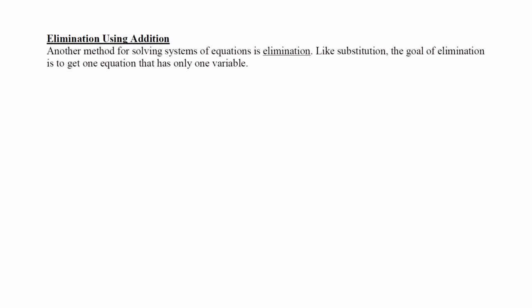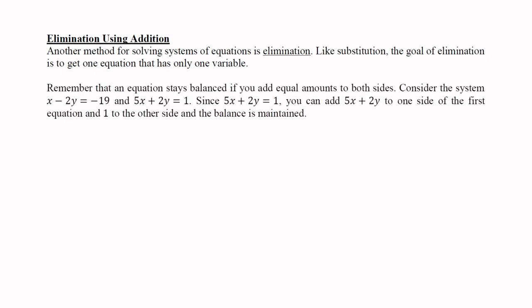Another method for solving systems of equations is elimination. Like substitution, the goal of elimination is to get one equation that has only one variable. Remember that an equation stays balanced if you add equal amounts to both sides. Consider the system that is presented here.